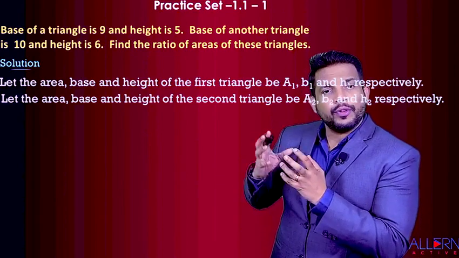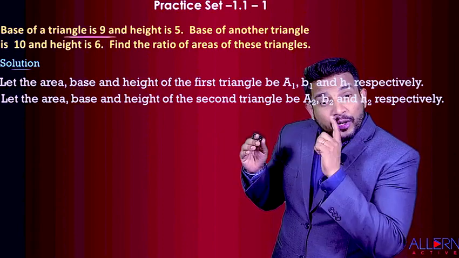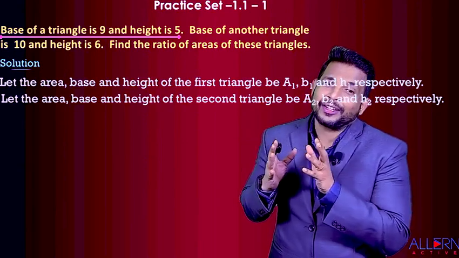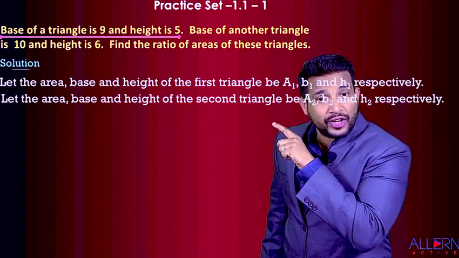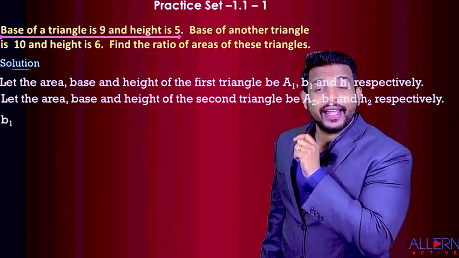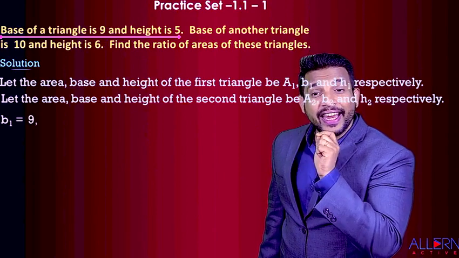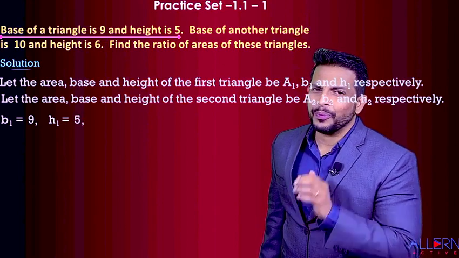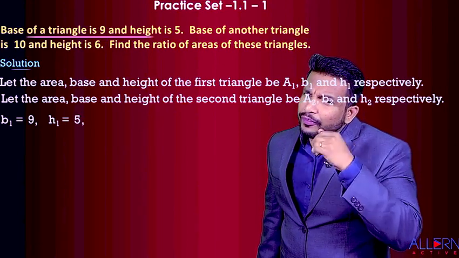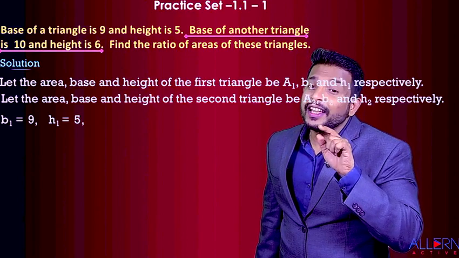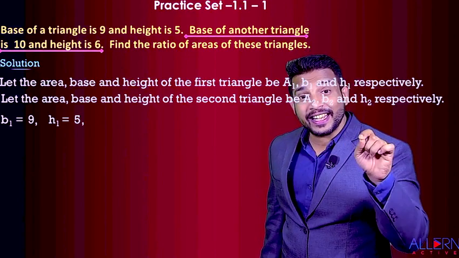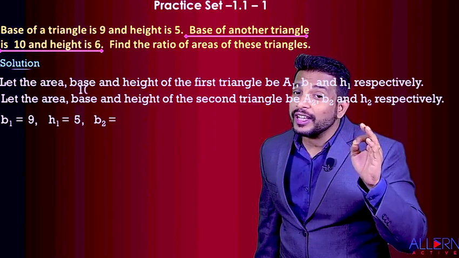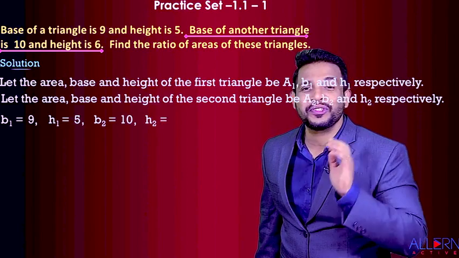Now since we have defined this, let's see what is given to us. In the given information, when you look at the first line, it says base of a triangle is 9 and height is 5. So let's write it. So for the first triangle, we take the base B1 as 9 and we have the height, that is H1 is 5. So we write that. Beautiful. Then they say in the next statement base of another triangle is 10 and height is 6. That means we know B2 is 10 and H2 is 6. So we write that. So B2 is 10 and H2 is 6.